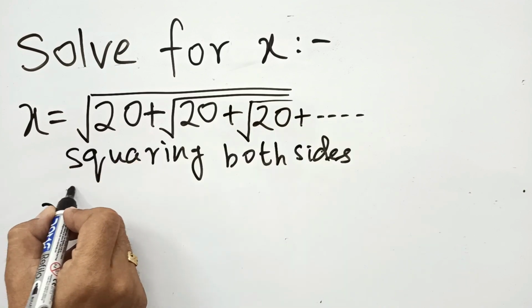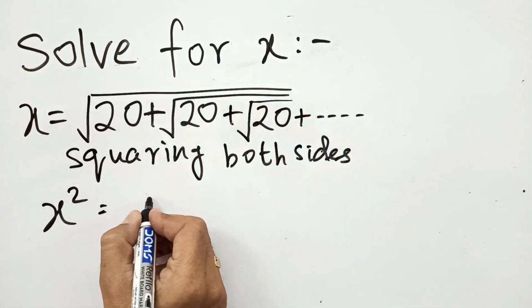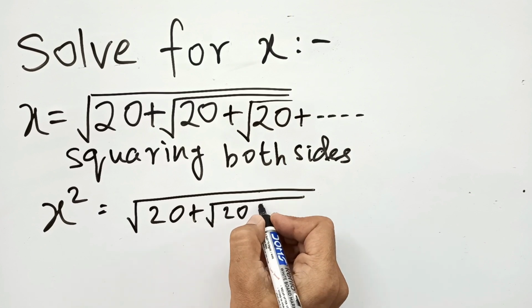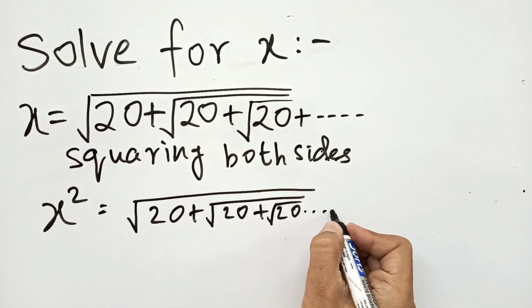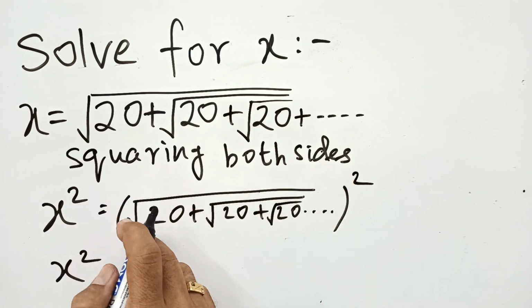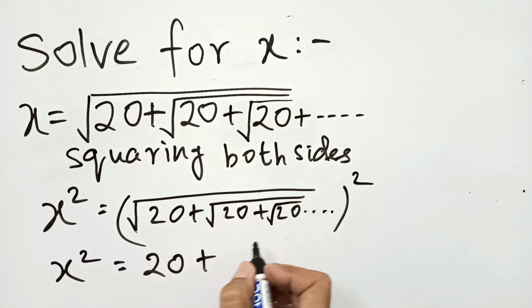X square. We will square this whole, so that this bigger root will be removed and this will remain the same.